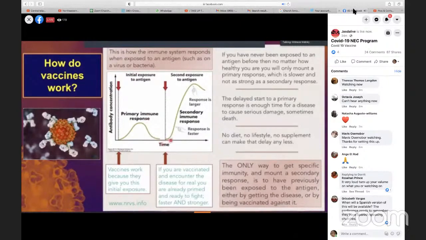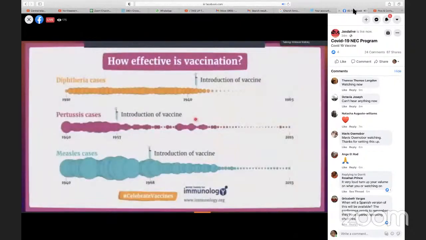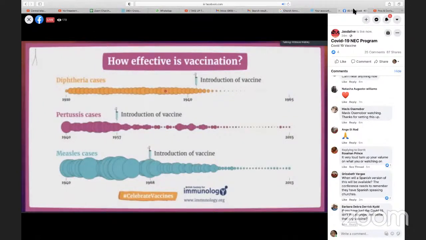It will give you this head start, so that when you actually encounter the virus, you already have in your circulation these neutralizing antibodies that can bind the virus up, as well as memory cells that are ready to go to produce more of what you need. And do vaccines work? Of course they do. We've seen that with diphtheria, pertussis, and measles. You can see how many infections there were by the size of the circles before a vaccine came around. Then you introduce a vaccine here, there, and there, and the numbers go down dramatically.